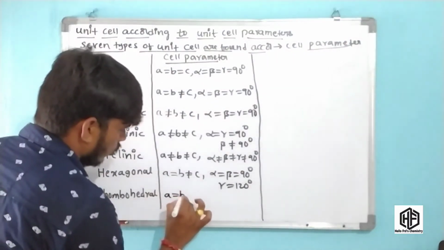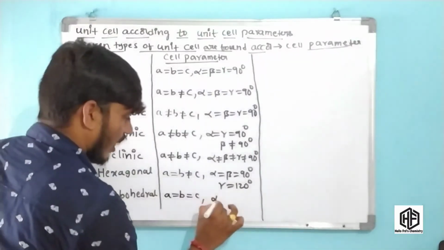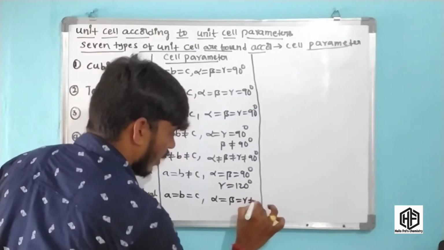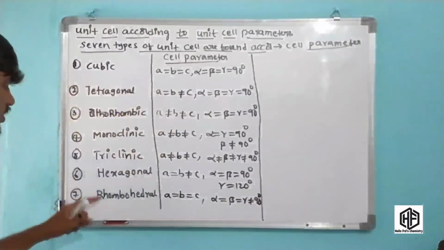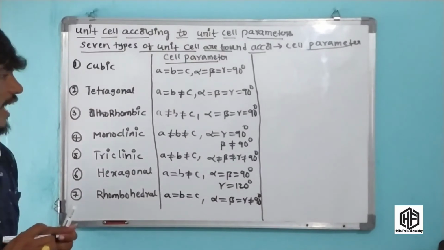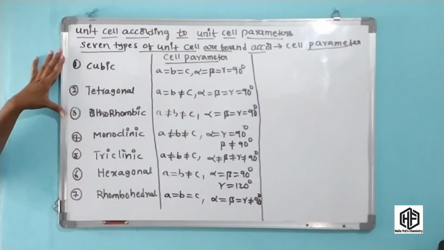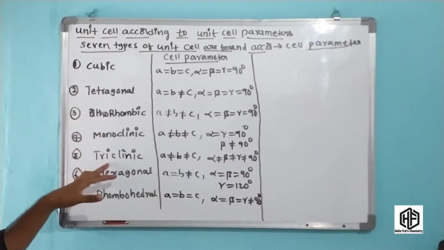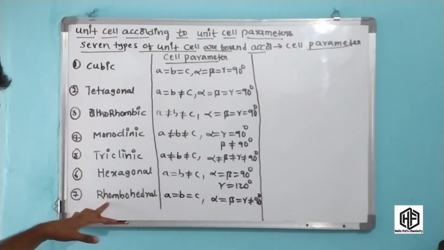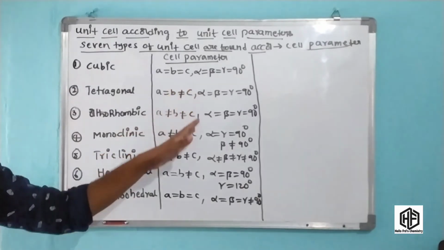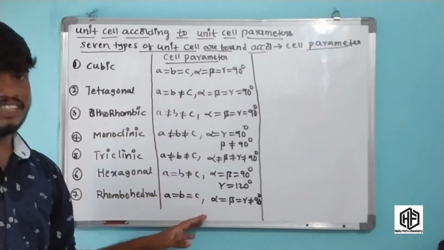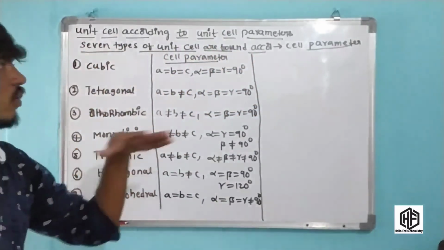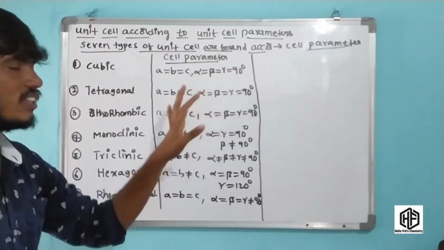Finally, rhombohedral is a equal to b equal to c, but alpha is equal to beta is equal to gamma is not equal to 90 degrees. Okay friends, these are the cell parameter arrangements of the 7 unit cells: cubic, tetragonal, orthorhombic, monoclinic, triclinic, hexagonal and rhombohedral. According to cell parameters unit cells are 7, and according to atom arrangements unit cells are 5.